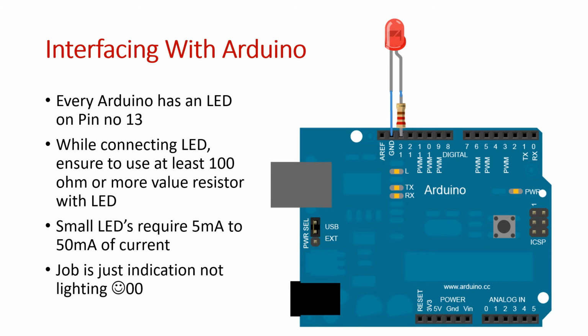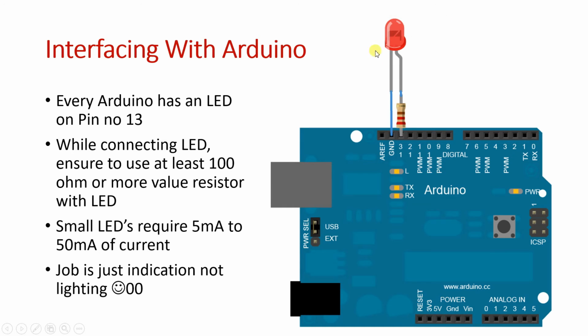So whenever you are using an LED with Arduino, make sure that the series resistor you use is at least 100 ohms or more. What more? You can just experiment and decide. 330 ohms gives you enough brightness, or 680 ohms gives you enough brightness. The small 3mm LEDs will also work with a 1K ohm resistor as well as a 4.7K ohm resistor.